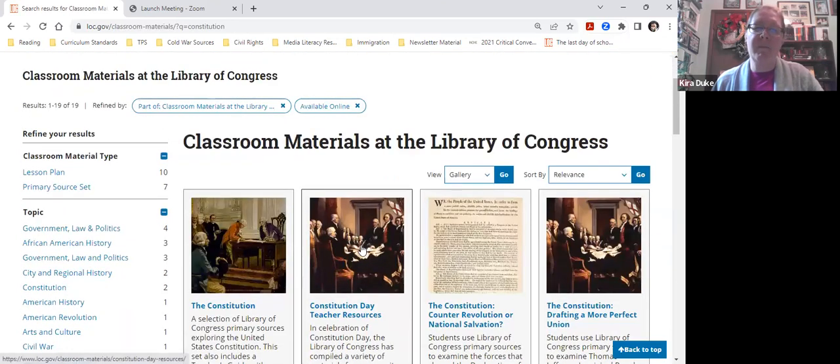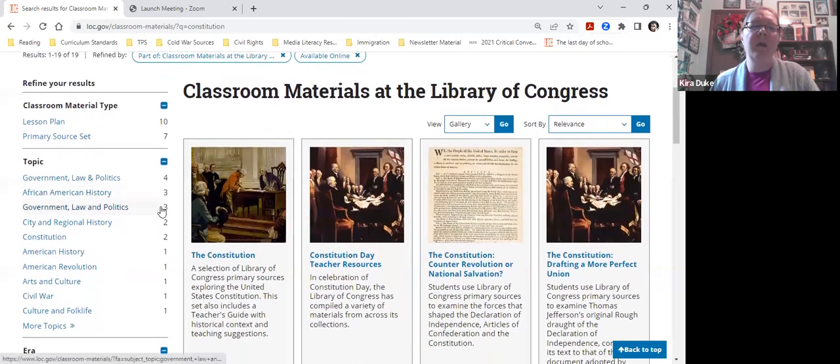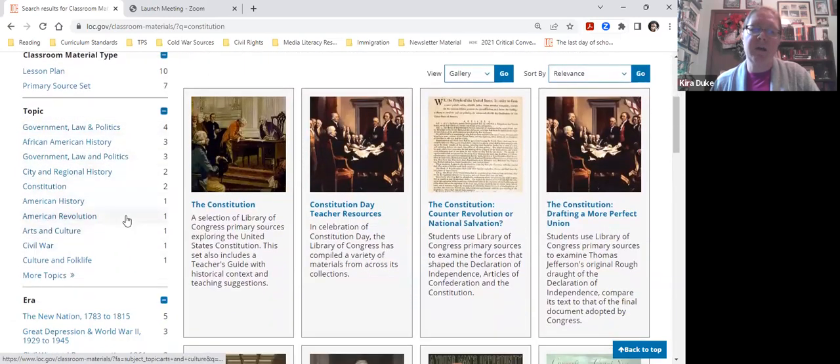And you can see, again, it's going to pop up everything within the classroom materials that links to the Constitution. You can see that there are 19 results. Now, what I like about this is you can see over here on the left-hand side that you can kind of divide that up and see again where this pops up.